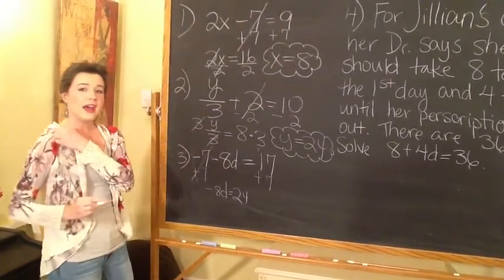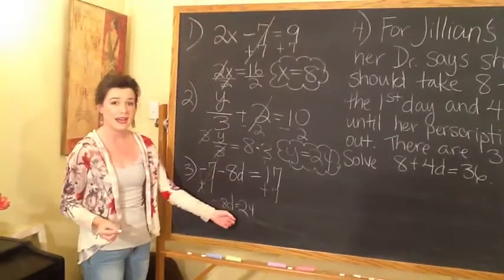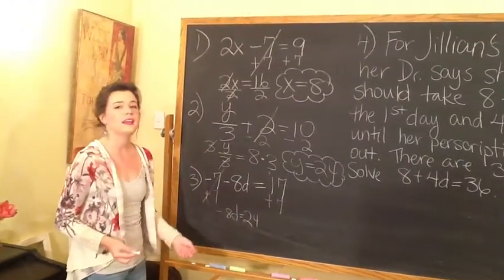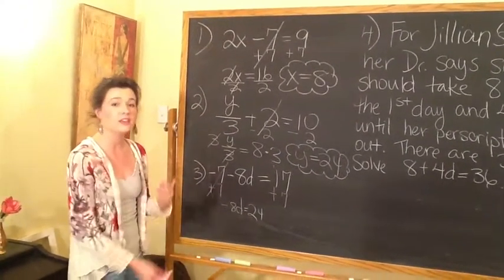So now we're going to go ahead and divide, because we're multiplying by negative 8. So we want to get rid of the 8, so we're going to do the opposite operation, the inverse operation.